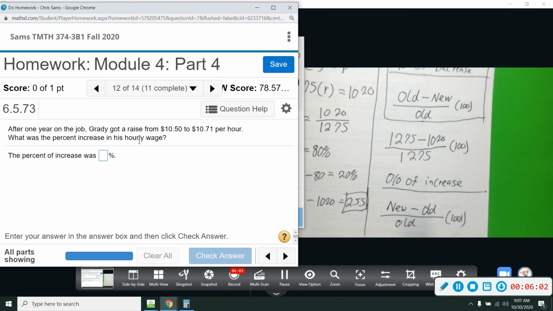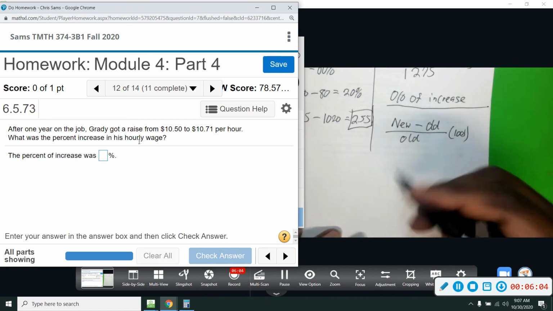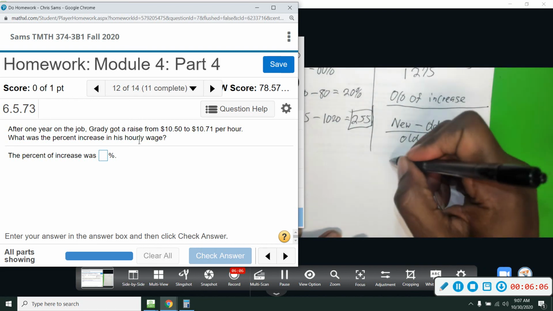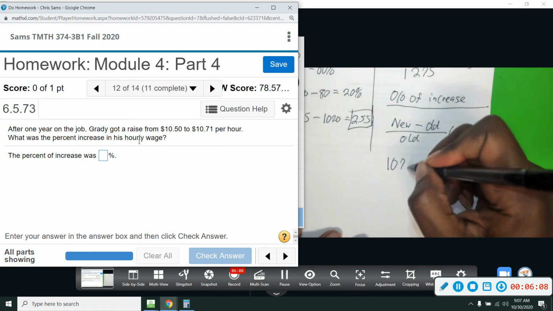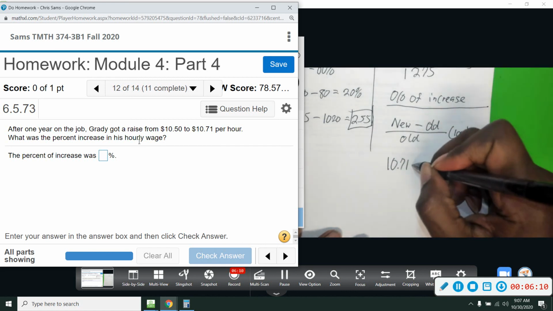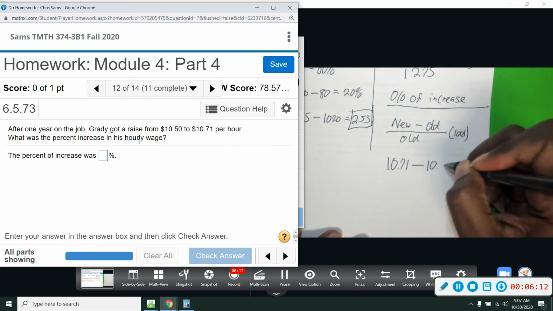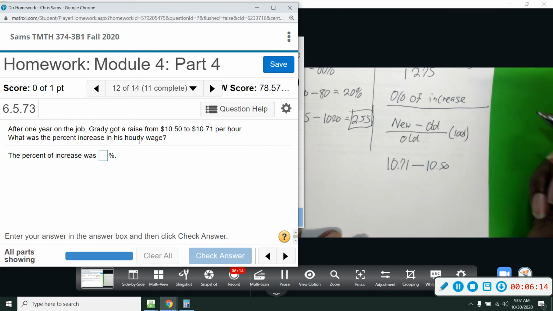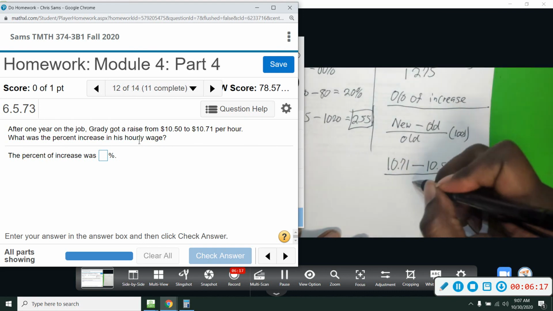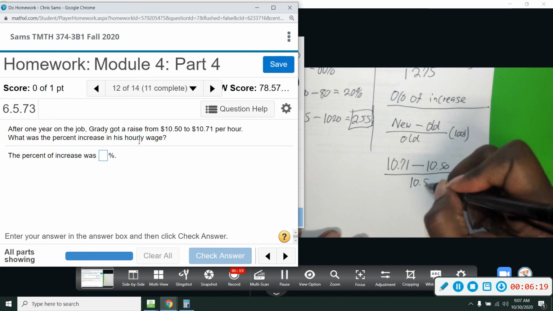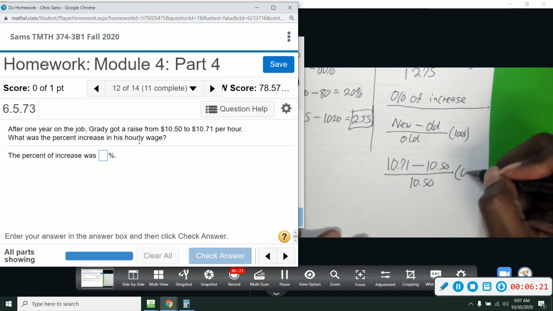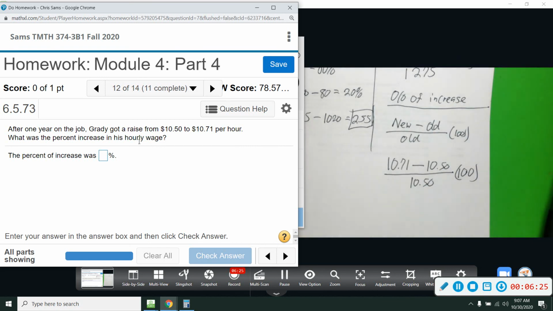So in this case, our new value was the $10.71. Our old value was the $10.50. And then we would divide by our old $10.50 and then multiply by 100 to convert that to a percentage.